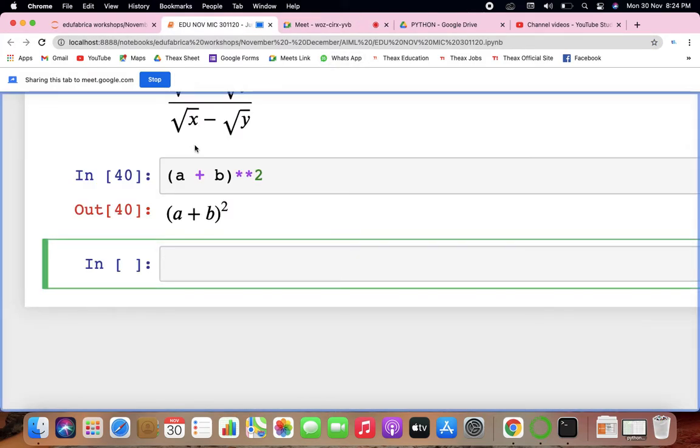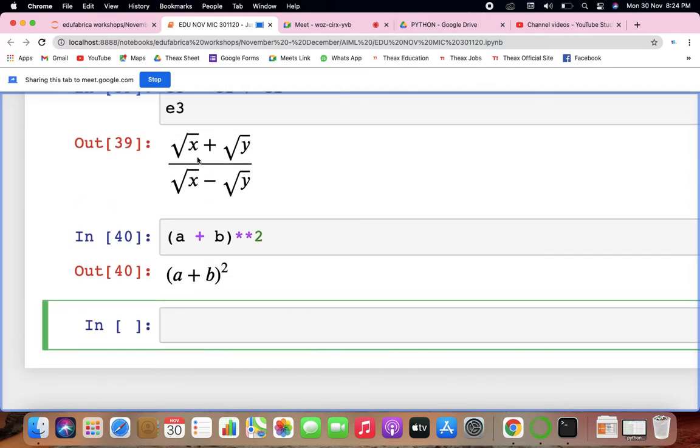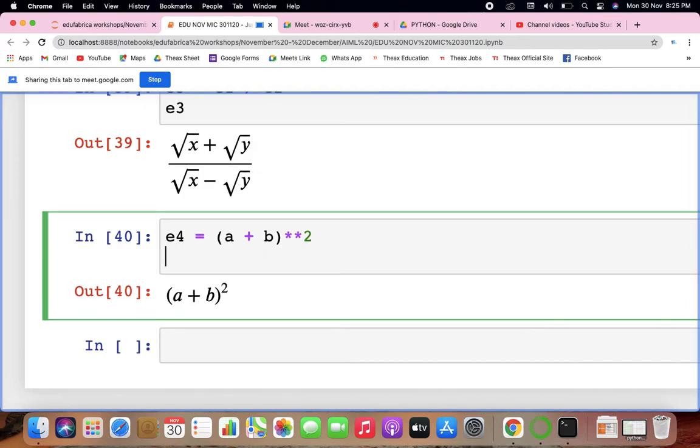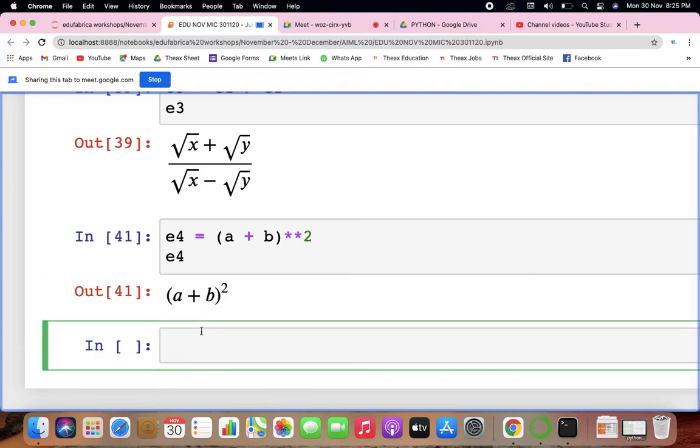Okay, now let's say there's an equation where the value of a is equal to something. So this is, let's say, equation 4, which is equal to a plus b whole square, right? And this is e4 now. This is your e4. Now I say a value is 2, right? So what will be the expression? Yeah, if a is equal to 2, what will be the expression? Anyone, quickly.